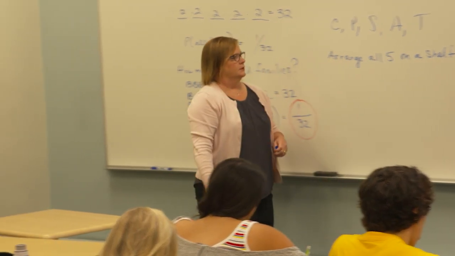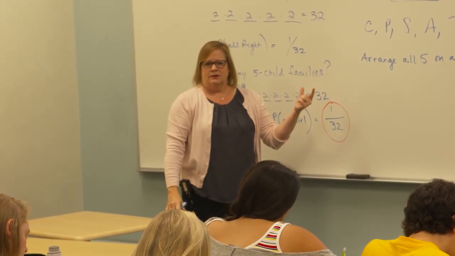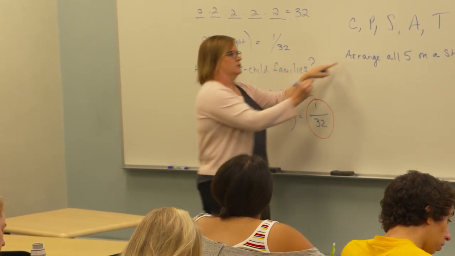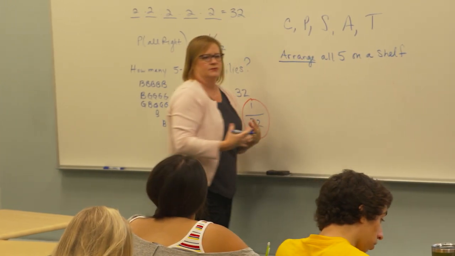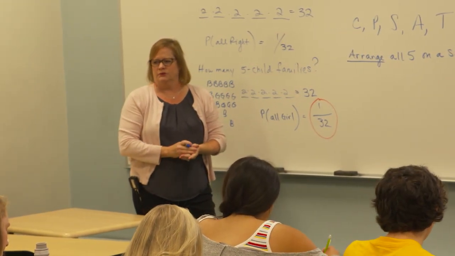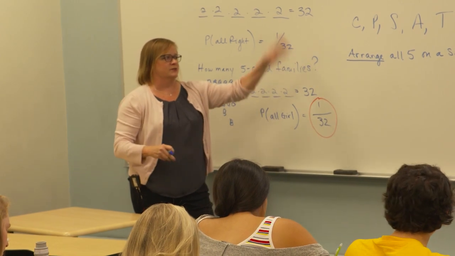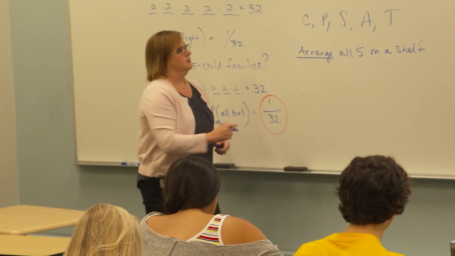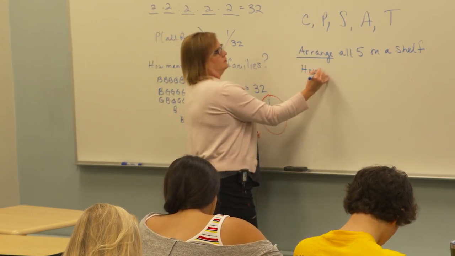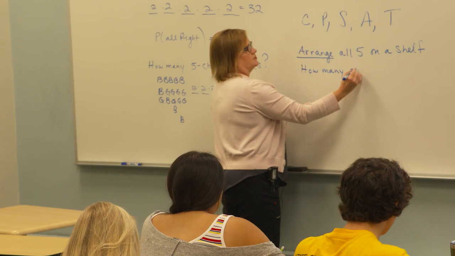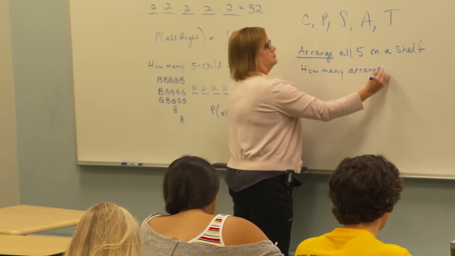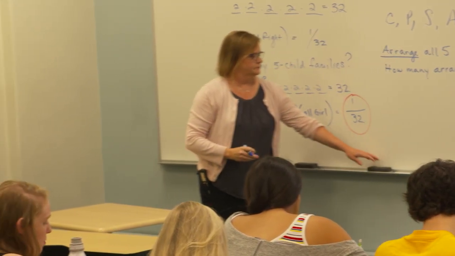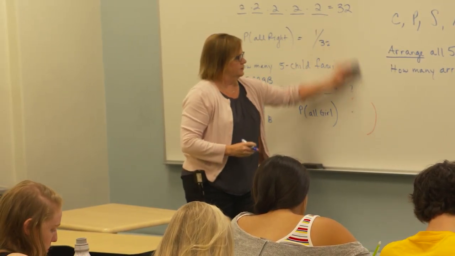Okay. So 5 distinct objects. I'm telling you order is important by saying that I want to arrange them. So you have to look for those words that kind of say to you that order is important. Otherwise, I could just throw them up there. There's one way to do it. Right, so arrange all 5 on a shelf. How many ways can that be done? So how many arrangements are there? What do you think?